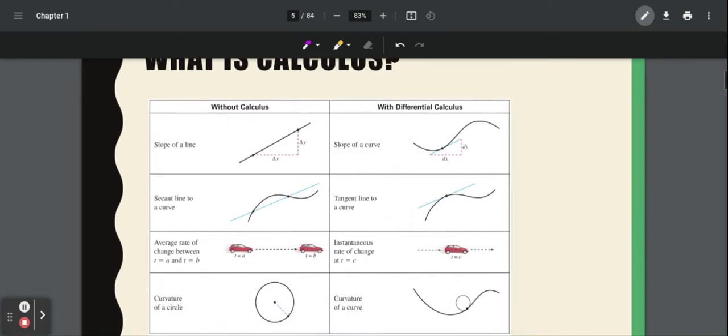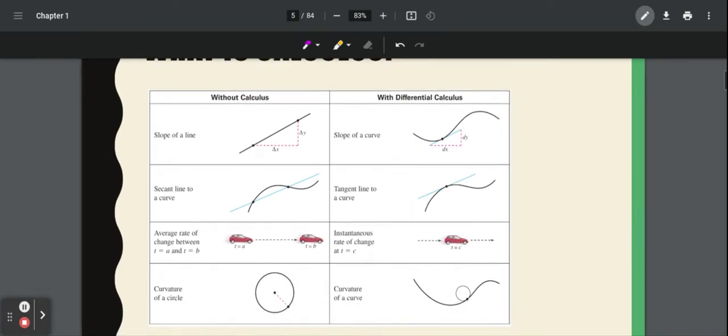So these are just some visuals that we kind of already talked about, where if you wanted to find the slope of a line without calculus, you would have to find the slope, the change in y over change in x between 2 points. Where if we had this point right here and we wanted to find the slope of this tangent line, we would have to use calculus and look at the derivative of y with respect to x.